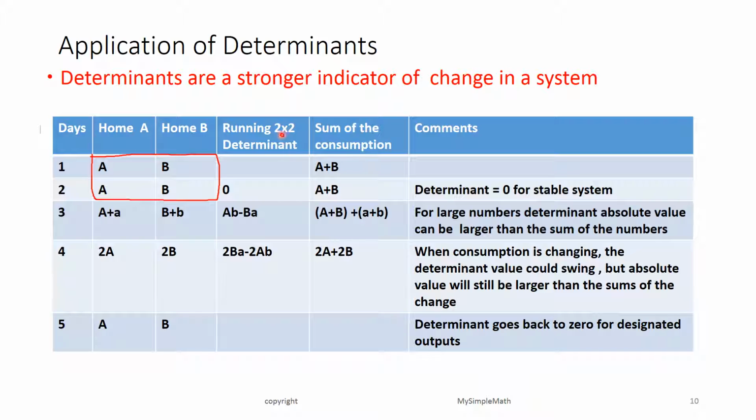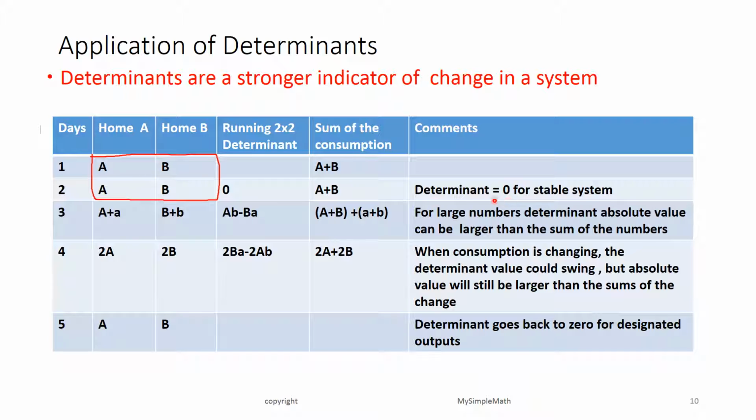If we take the running determinant, then the running determinant of this one would be 0, whereas the sum of the consumption would be A plus B. So we can say that the determinant is 0 for a stable system. There are no changes in the system, and therefore the determinant is 0.